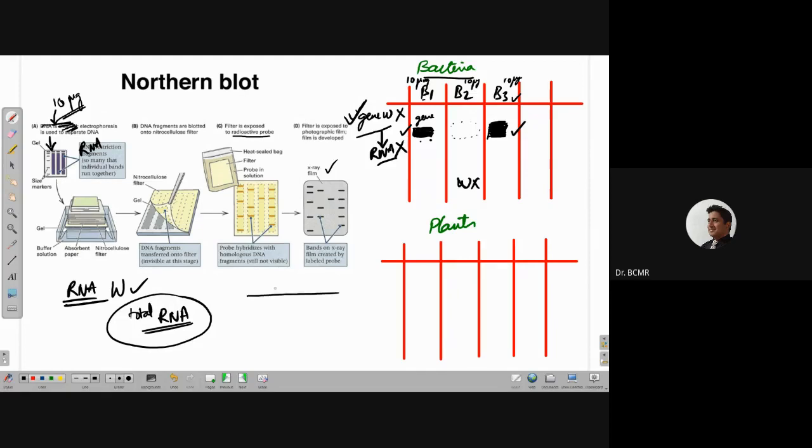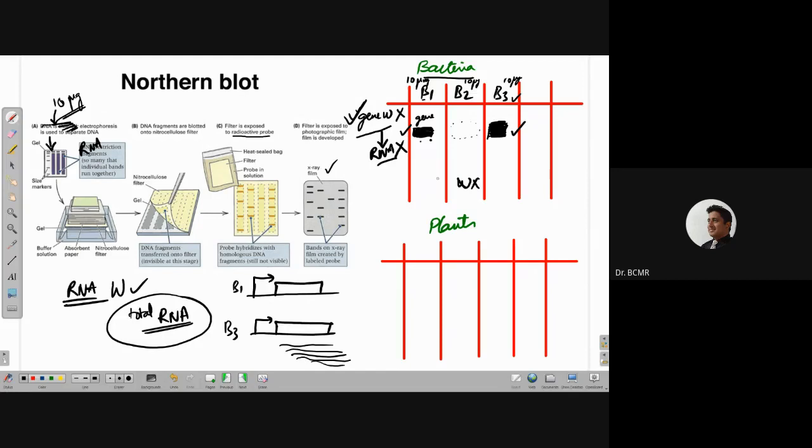That would mean that in B1 it is optimally expressed, but in B3 you have more transcription. It could be because of many other reasons: growth conditions, a mutation, and something like that.